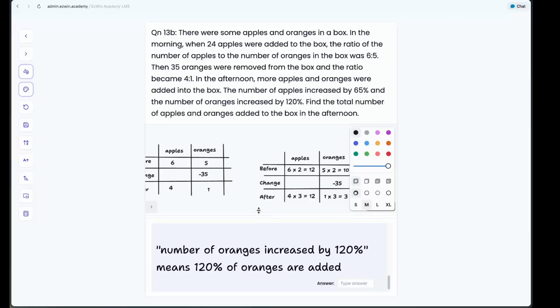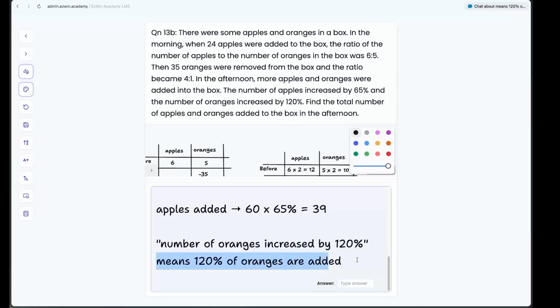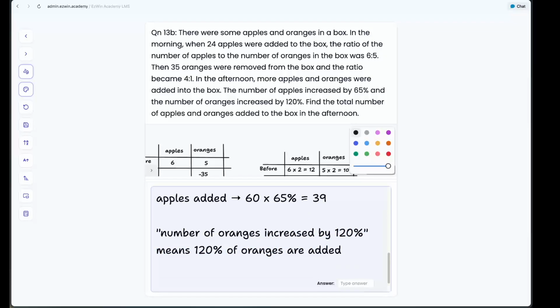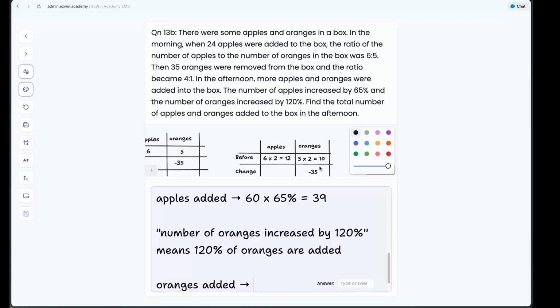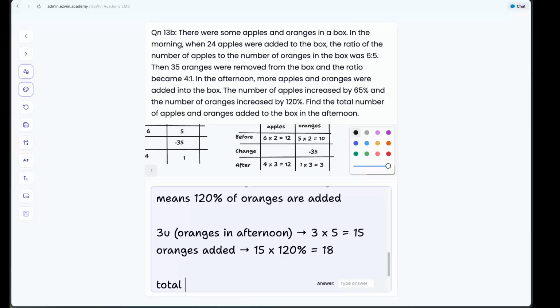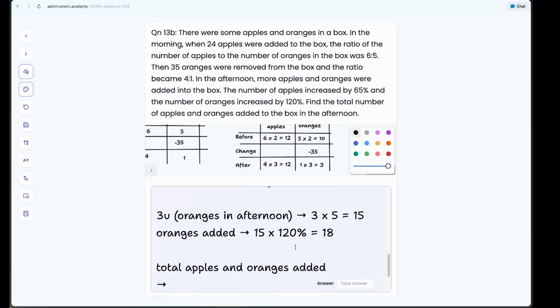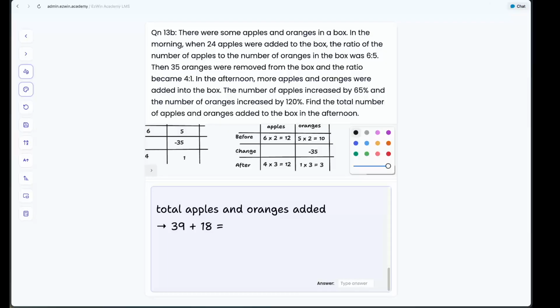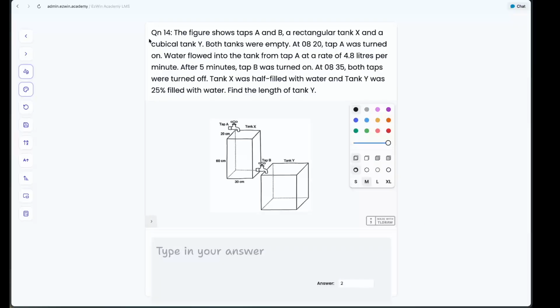And the next part is number of oranges increased by 120%. That means 120% of oranges are added. So oranges added is equal to, we need to know how many oranges at the end, which is 3 units. So 3 units equal to 3 times 5, which is 15 oranges. So that means it's 15 times 120%, and this will give us 18. Therefore, total apples and oranges added would be 39 plus 18, which is equal to 57. Okay, there you go. That's the answer, 57.